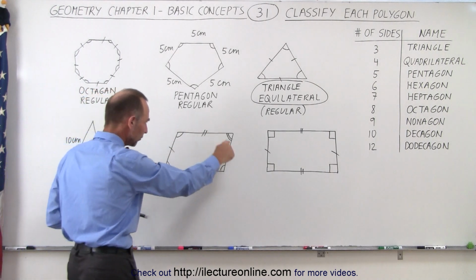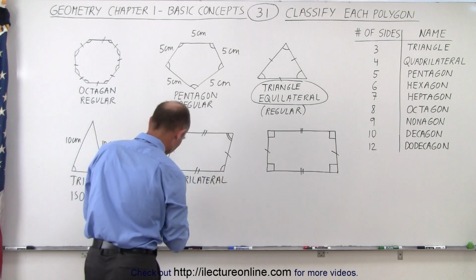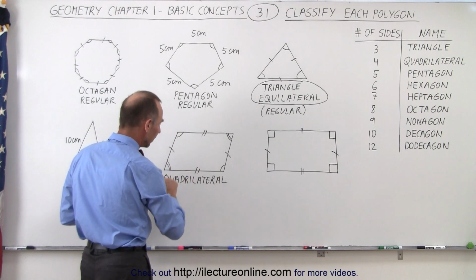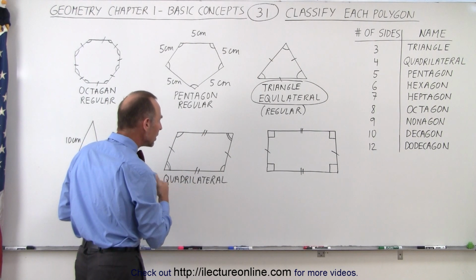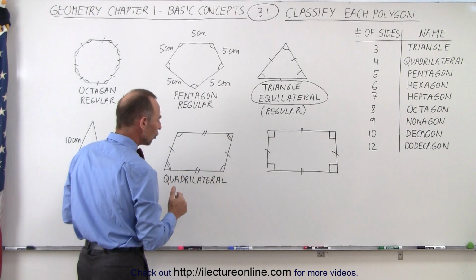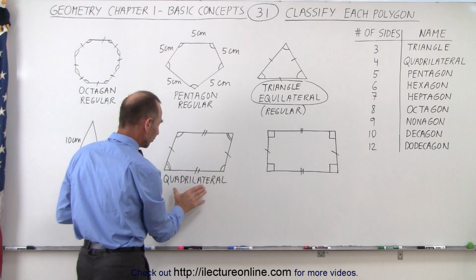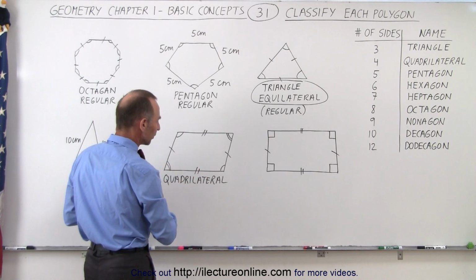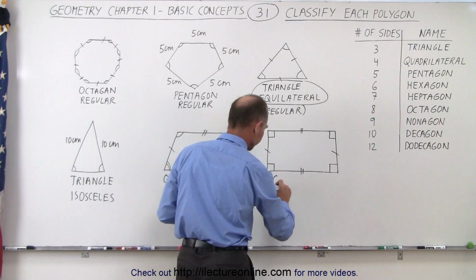Over here, we have something with 4 sides, so we call that a quadrilateral. But notice that we do not have all sides of equal length, so it's not equilateral, and we don't have all angles of equal measure, so therefore this is not equiangular. So quadrilateral, 4 sides. This is also called a parallelogram. That's another name for a figure that looks like this, and we'll talk about that later. But we can simply call it a quadrilateral, but it's not a regular because it's not what we call equilateral or equiangular.